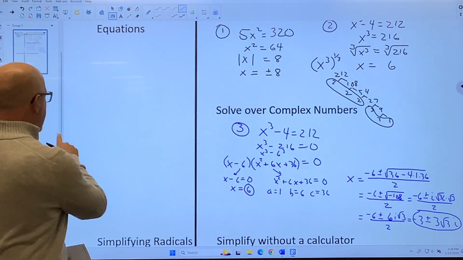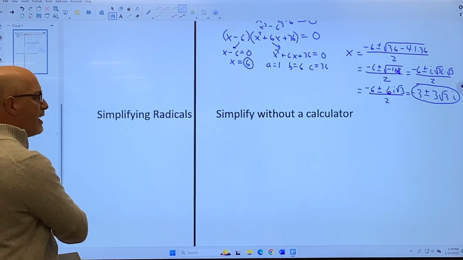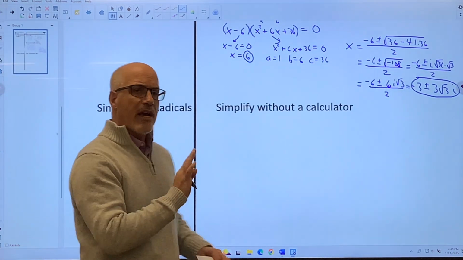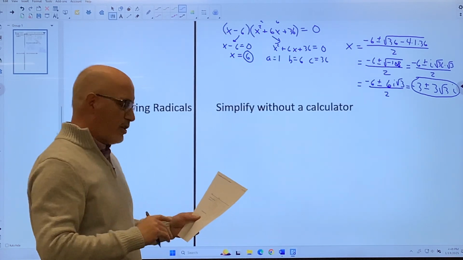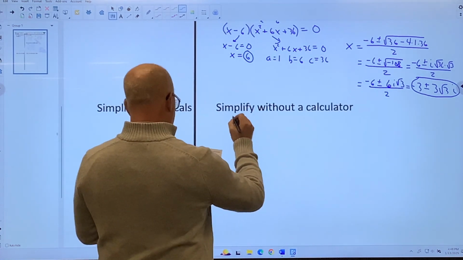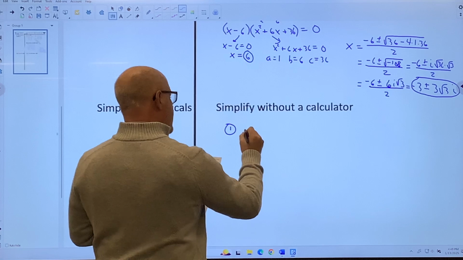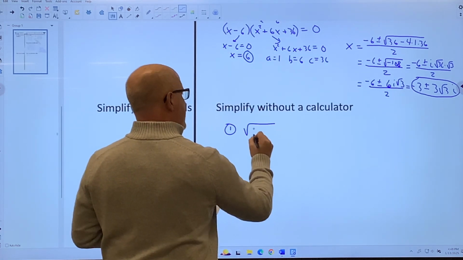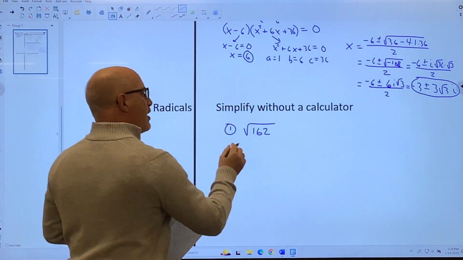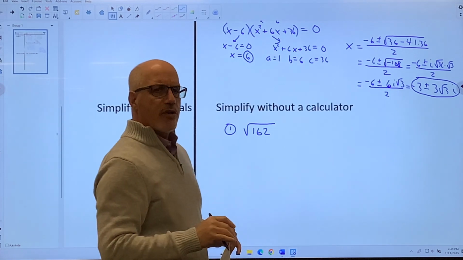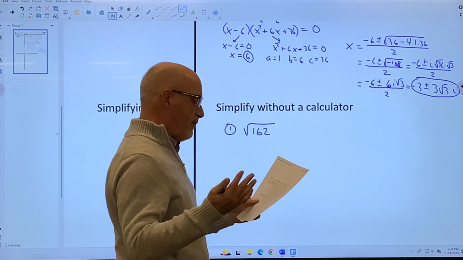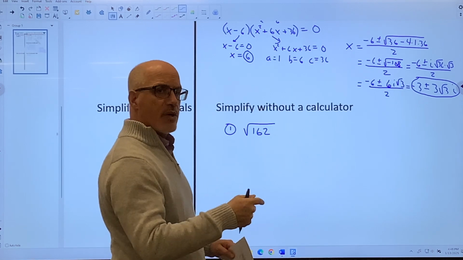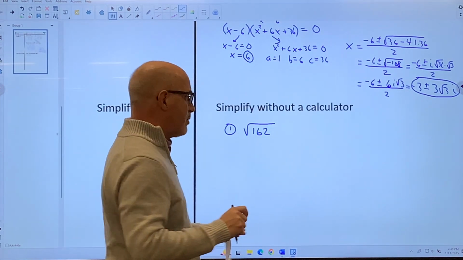Now let's go ahead and simplify radicals, without calculators. We're going to focus primarily on square roots and cube roots. So the first one I want to do is, let's say we want to do the square root of 162. You want to think about what perfect square goes into 162. Now you might remember 81 goes into it, but if you don't, you just do a factor tree. Just go ahead and separate it out to see what goes into it.